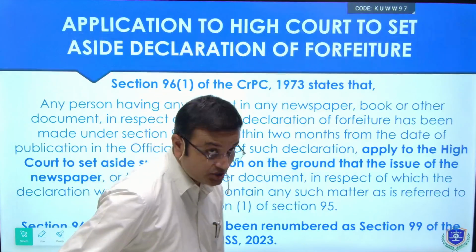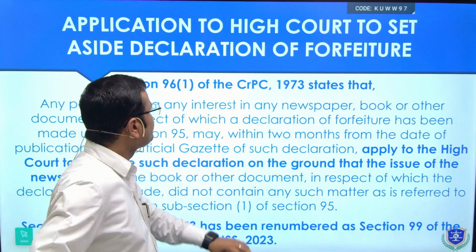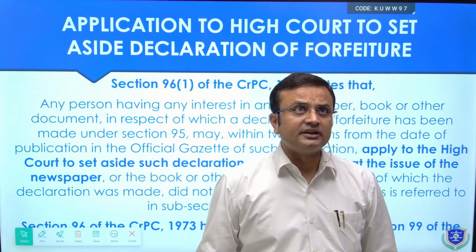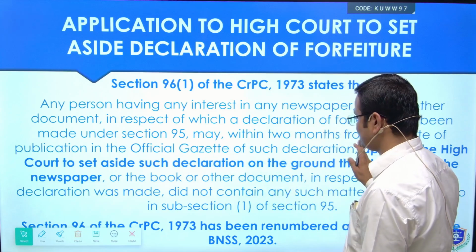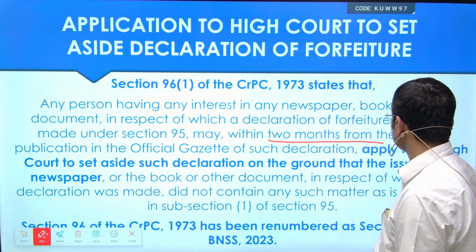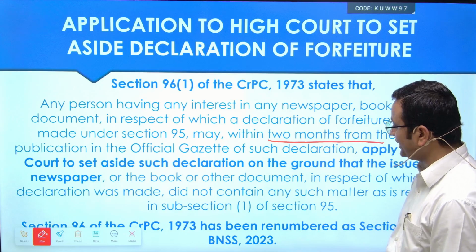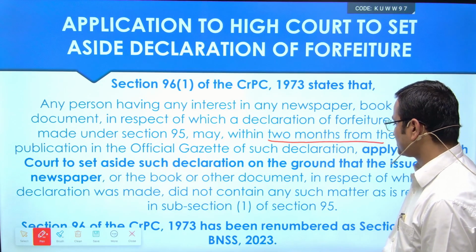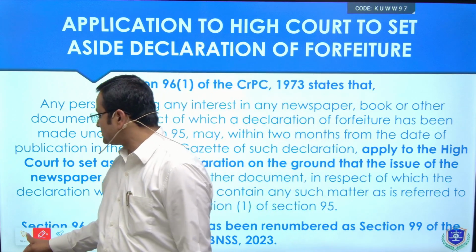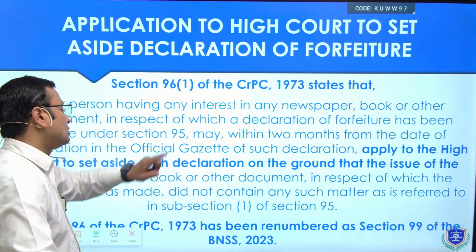And where is it given? Let's see the explanation. The explanation is given in Section 96 clause 1 of the CrPC, which has now become Section 99 of BNSS, and it says any person having any interest in the newspaper, book or other document in respect of which a declaration of forfeiture has been made under Section 95 may, within 2 months, this is also important that you need to remember, within 2 months from the date of publication in the official gazette of such declaration, apply to the High Court to set aside such declaration on the ground that the issue of the newspaper or the book or other document in respect of which declaration was made did not contain any such matter as is referred to in sub-section 1 of Section 95. So this is very clear that Section 96 clause 1 provides that you may apply to the High Court to set aside such books or publication under Section 96.